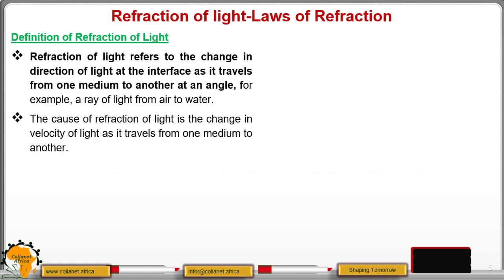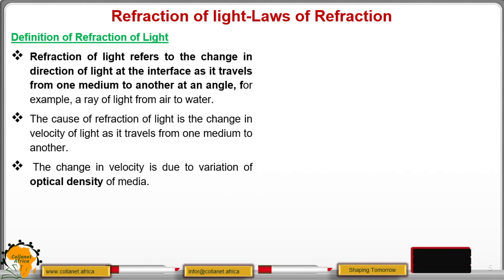Now, the cause of refraction of light is because of the change in velocity. You find that when the light is traveling inside one medium, the velocity is the same. For instance, if it is traveling through air, it will travel with the speed of light, which we know is 3 times 10 to the power 8 meters per second. But when the medium changes, then the velocity will also vary. And the velocity varies due to what we call variation of optical density of that particular media.